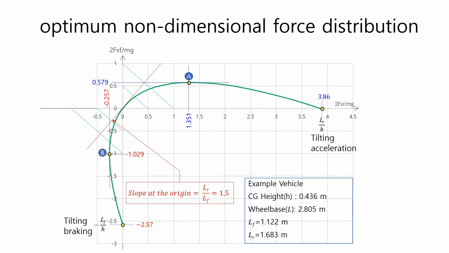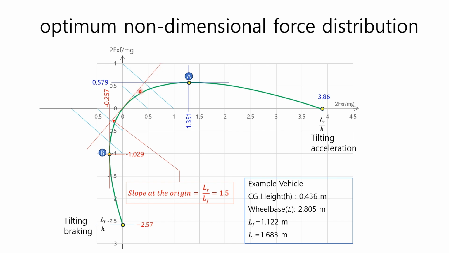So far, we have obtained the various characteristic values of the optimum force distribution curve, and we can display them all at once as shown here. The green curved line in the first quadrant represents the optimum driving force, and the green curved line in the third quadrant represents the optimum braking force curve. In order to draw the optimum distribution force curve of the example vehicle, we calculated the upper and lower limits of the g-unit. The upper limit of these is the tilting acceleration, and the lower limit is the tilting braking. Next, we found the slope from the origin.